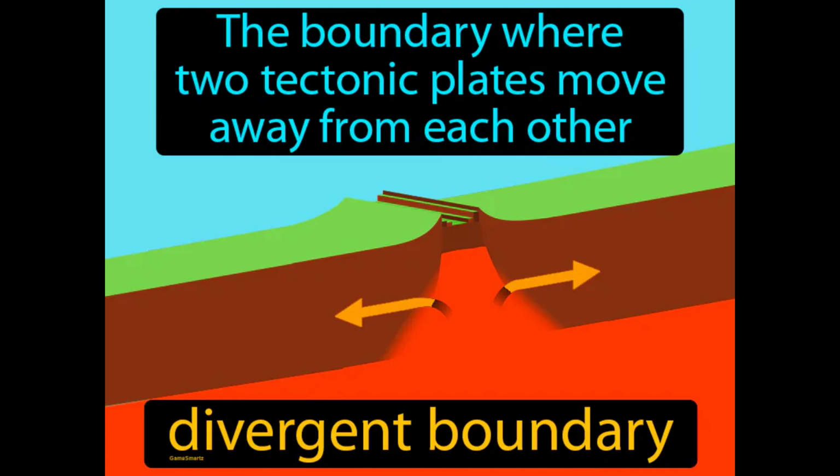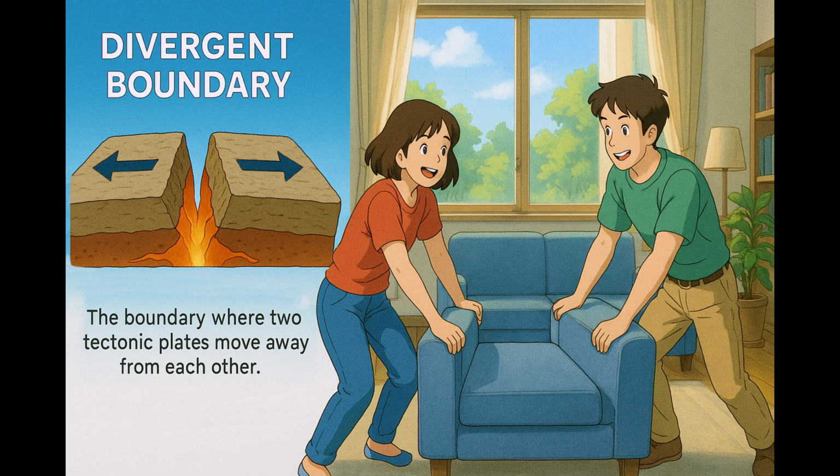The boundary where two tectonic plates move away from each other, divergent boundary. It is where new crust forms as the plates separate. Imagine you and a friend deciding to rearrange furniture in your living room, each of you pushing a couch in opposite directions. This situation is similar to a divergent boundary where two tectonic plates move away from each other.